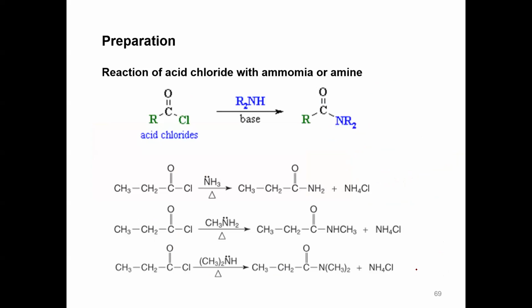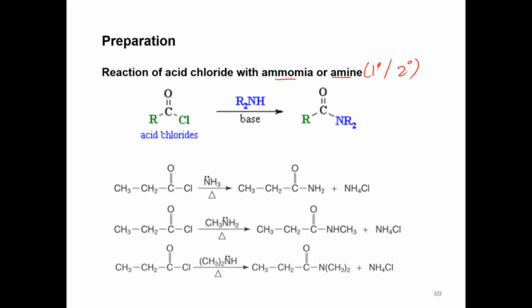Okay. So preparation, this is just a repeat of the reaction here, how you can produce an amide. Basically reaction of acid chloride with ammonia or amine, specifically primary or secondary amine. Because tertiary amine cannot react, it cannot undergo reaction because there is no hydrogen at the nitrogen. So it cannot undergo reaction.